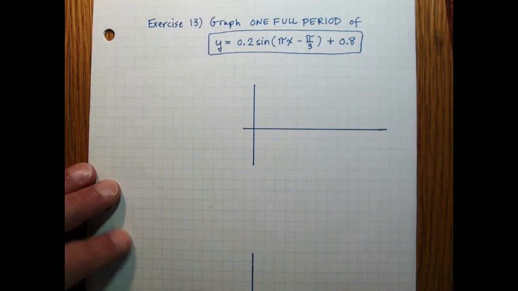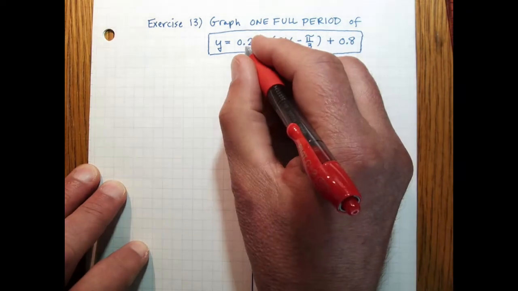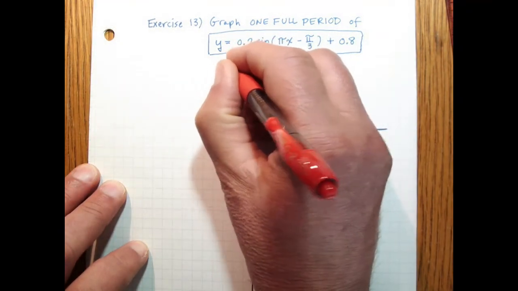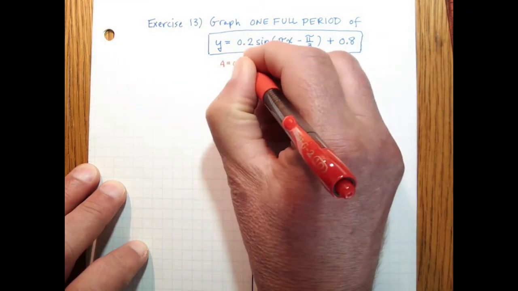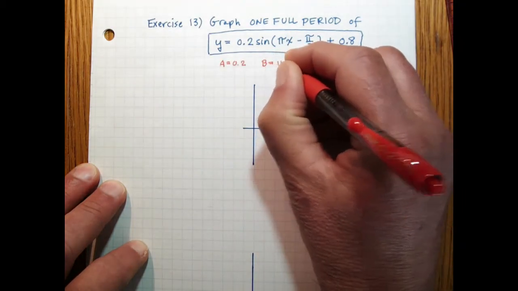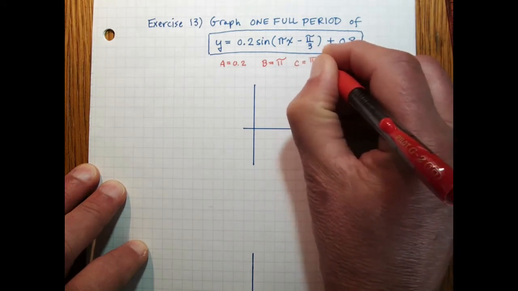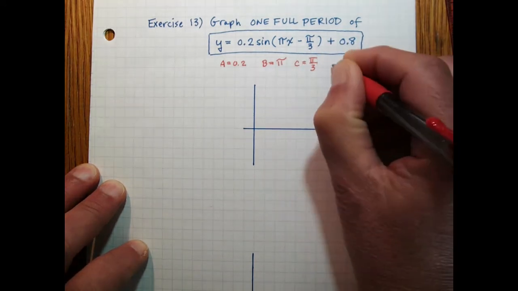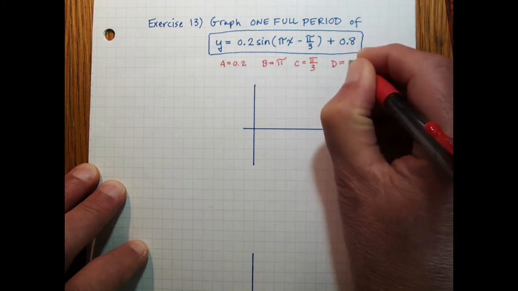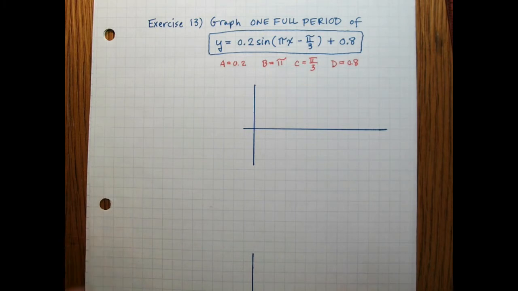So to get going, we want to identify these coefficients. We want to realize that the a value here is 0.2. The b coefficient is pi. C is pi over 3. And d is 0.8. So we have a b, a c, and a d to deal with here.